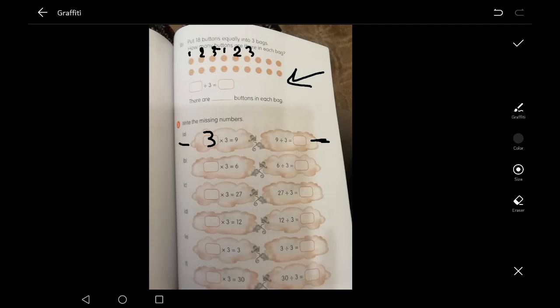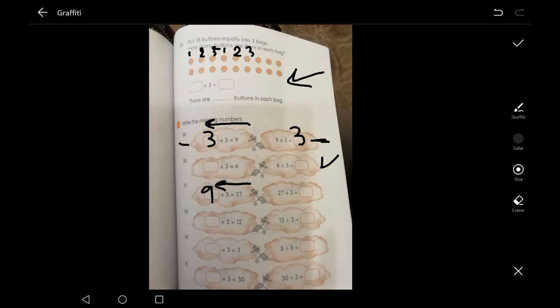And the related division sentence is the reverse, which is 9 divided by 3. Again, what is the number that I multiplied by 3 and I get 9? It is 3. Part B is for you. Part C. What is the number that I multiplied by 3 and I get 27? Correct, it is 9. So 9 times 3 equals 27.